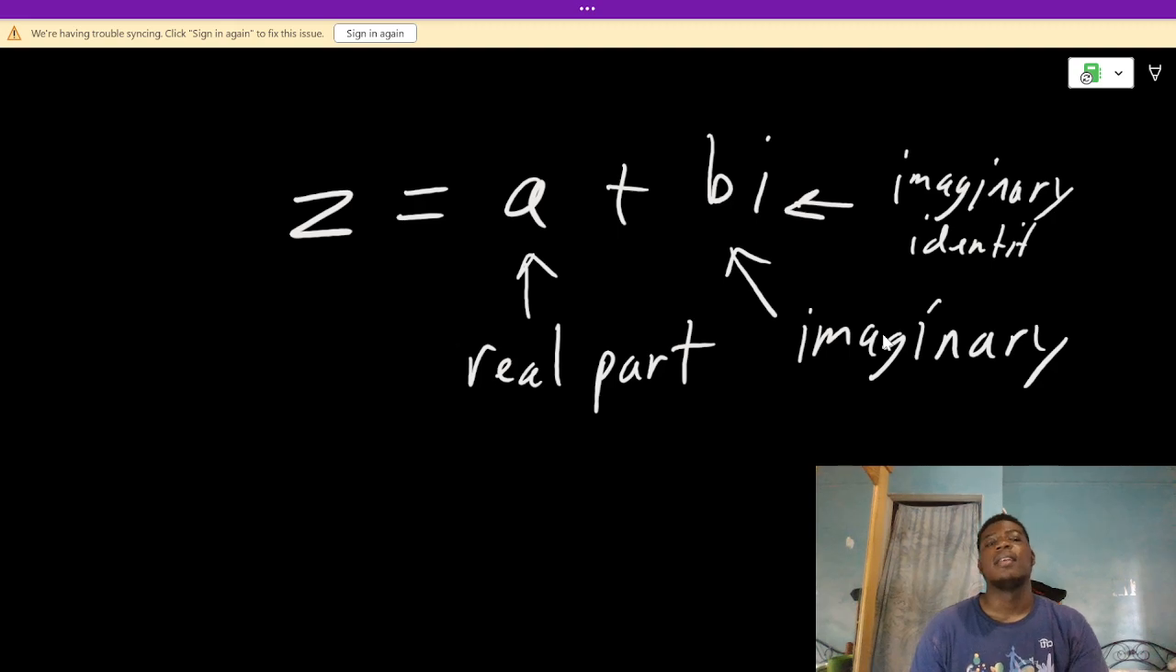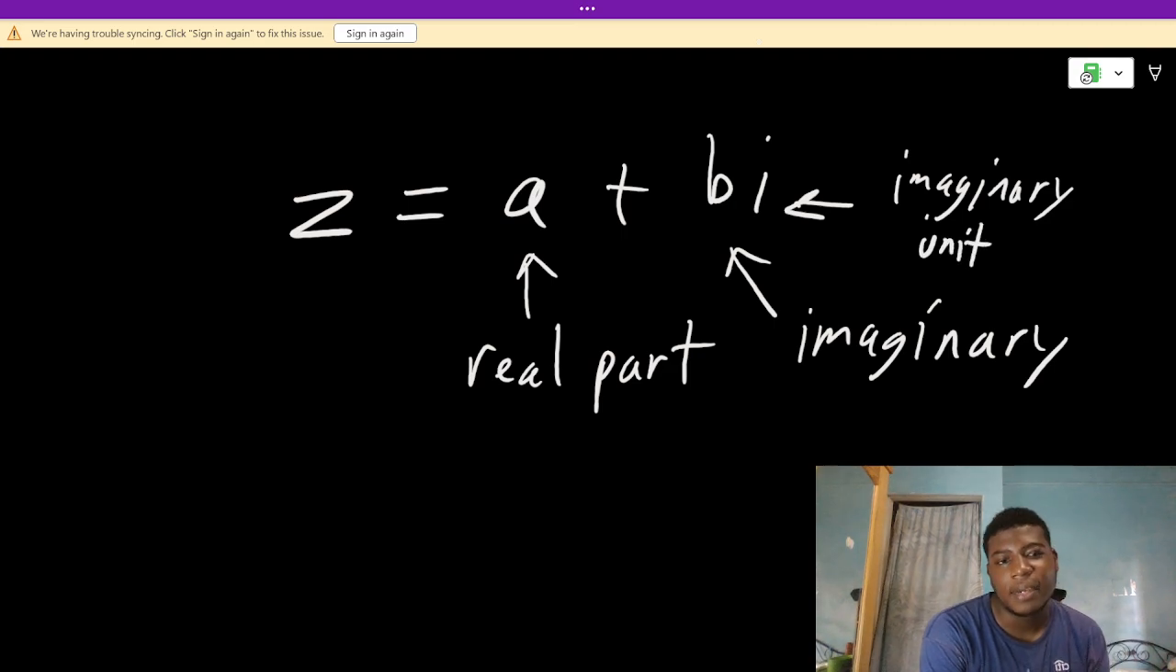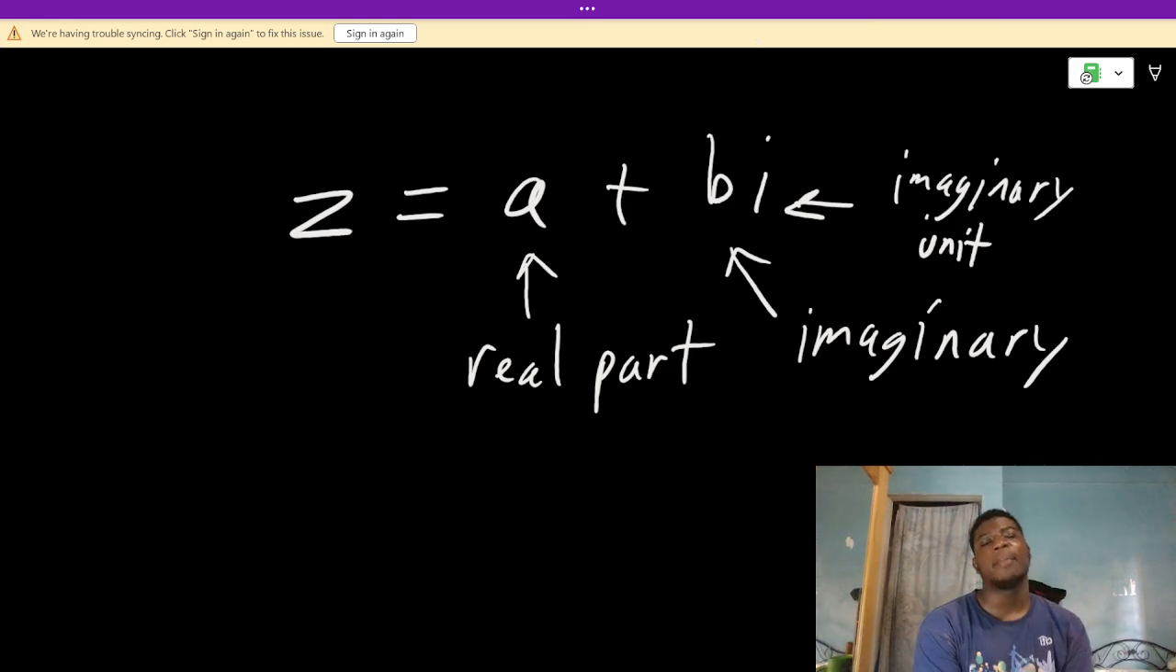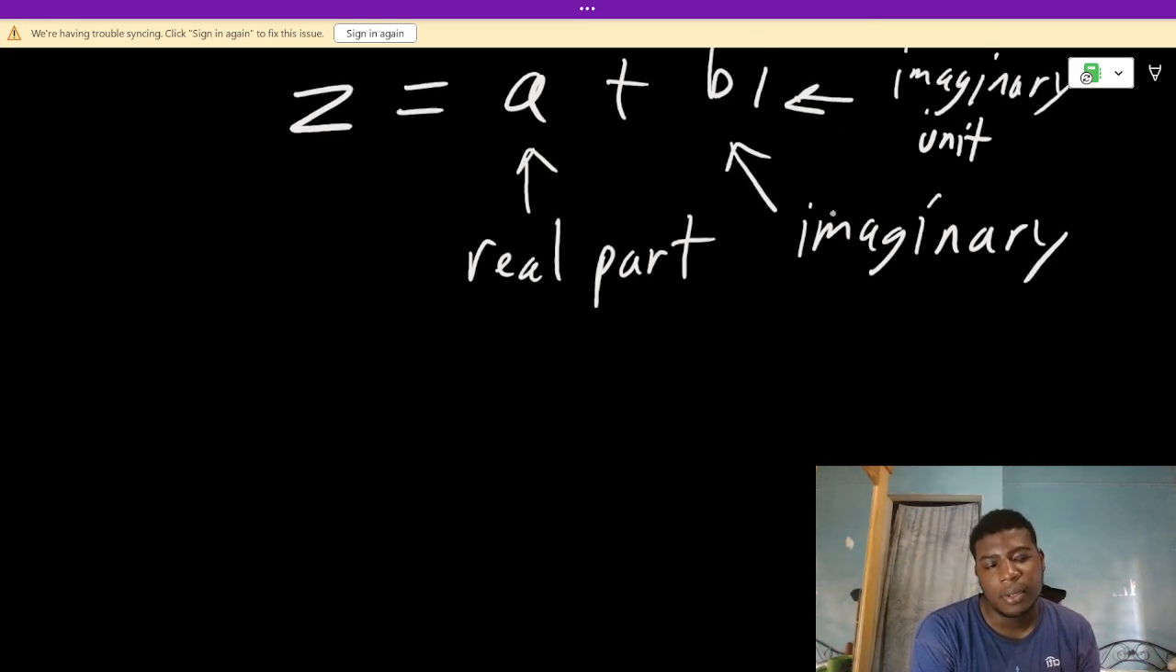Imaginary unit, my bad, unit. You could think of it like a vector, a unit vector. It basically represents one imaginary part, and b represents how many. So if you have 3i, you have 3 imaginary parts in total, right? Now, here's the deal.